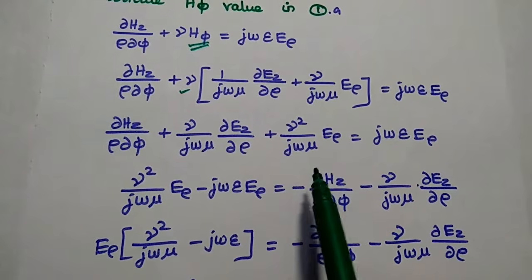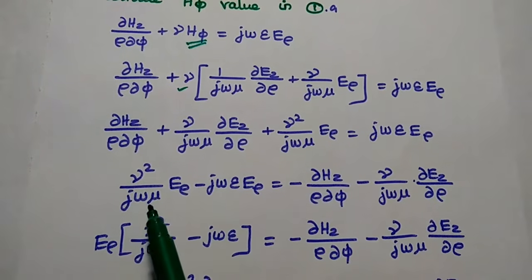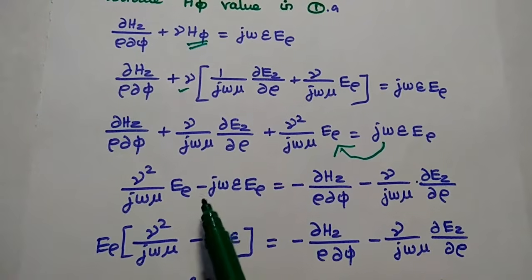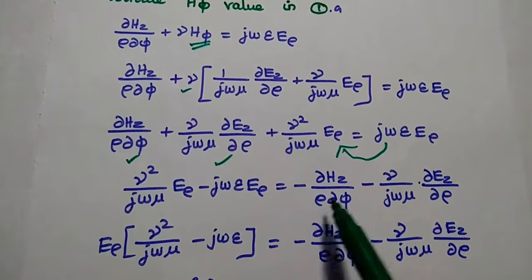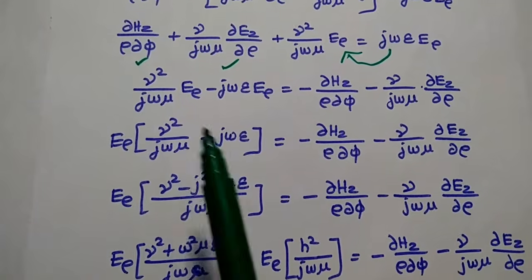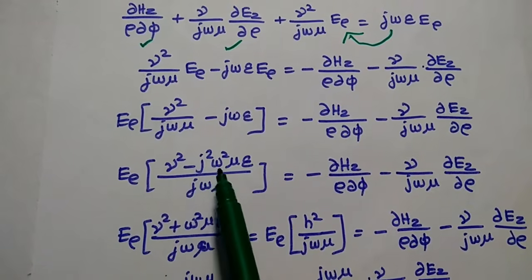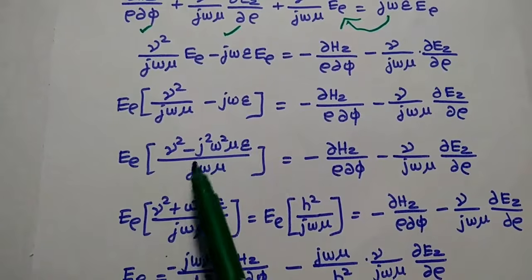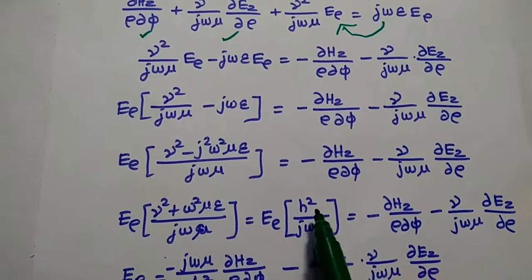In the next step, we have to move all the Eρ components to the same side. So we keep this value γ²/(jωμ) Eρ as such and move this value to this side as a minus. So minus jωε Eρ is equal to, these two terms become minus on the right hand side. Okay. Then we can take the Eρ as a common factor and simplify. So here it becomes (γ² minus j²ω²με) by jωμ. So this term becomes γ² plus ω²με. As we know, this term is nothing but h².